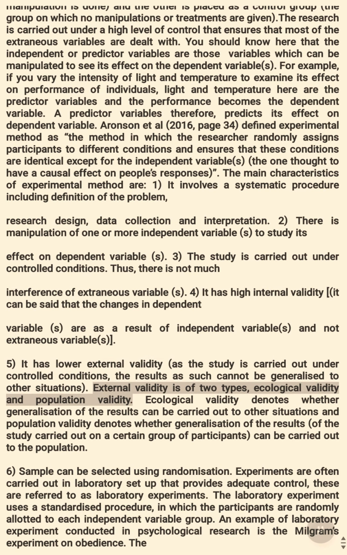External validity is of two types: ecological validity and population validity. Ecological validity denotes whether generalization of the results can be carried out to other situations, and population validity denotes whether generalization of the results of the study carried out on a certain group of participants can be carried out to the population. 6. Sample can be selected using randomization.